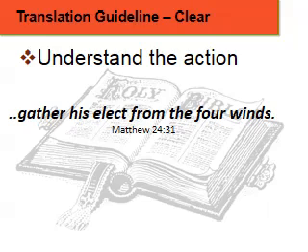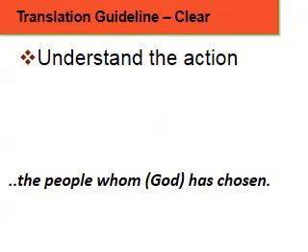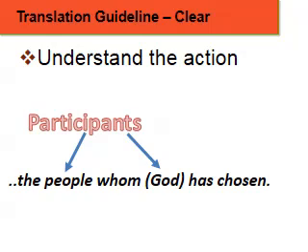Matthew 24, verse 31 states, "Gather his elect from the four winds." Consider the implied action of the noun phrase of his elect. This phrase could be restated as the people whom God has chosen. Since the participants in an event are the people or things which take part in that event, God and people are the participants. The event is chosen, the past tense of to choose.